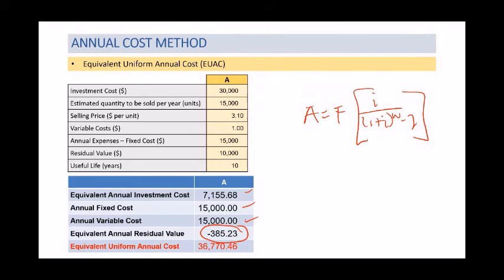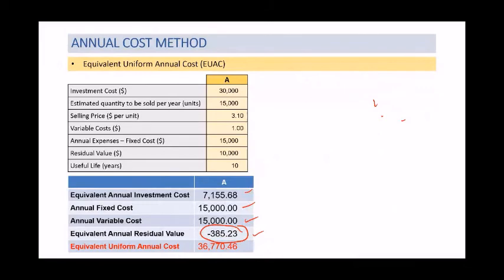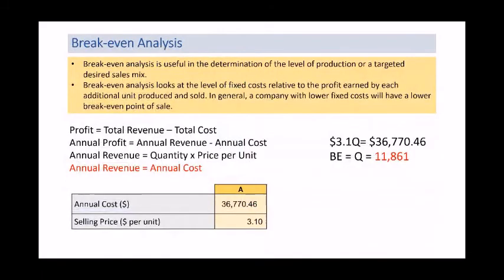Since residual value is not a cost and we are in the world of cost, that's why residual value here is in the form of minus, negative. Okay, so here, the result is also 36,770.46, which is the same as the previous computation that we have. In other words, you have the choice whether you use the conventional method or you are going to use the EUAC, because it will give you the same result. Okay, so that is for annual cost method.